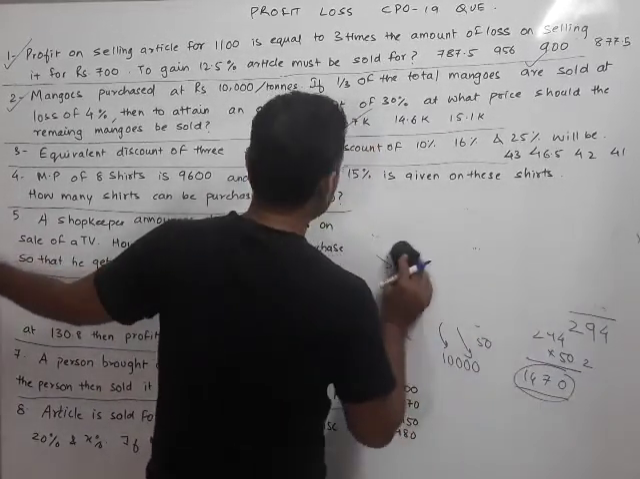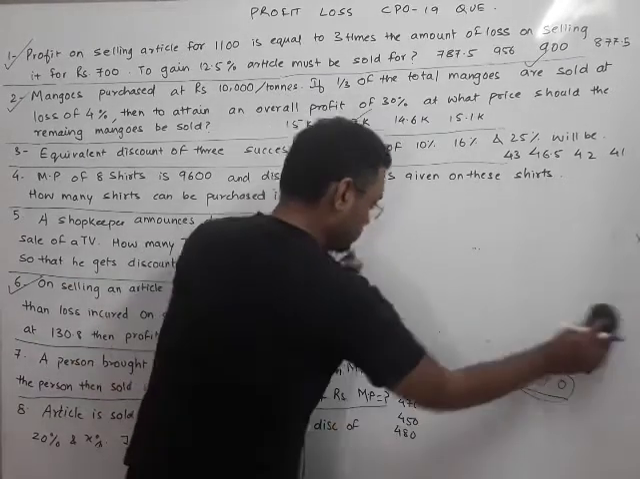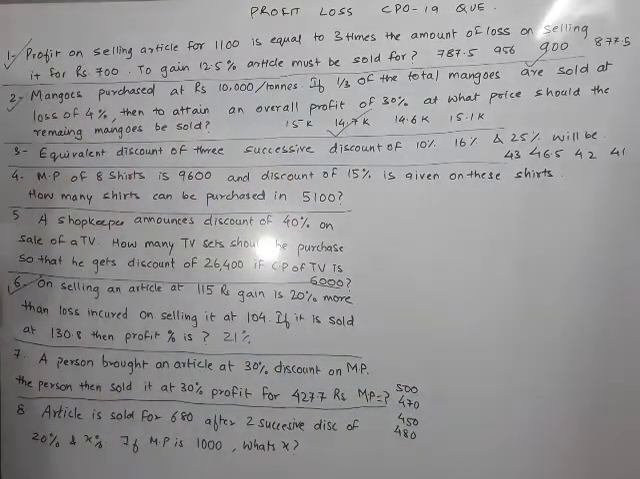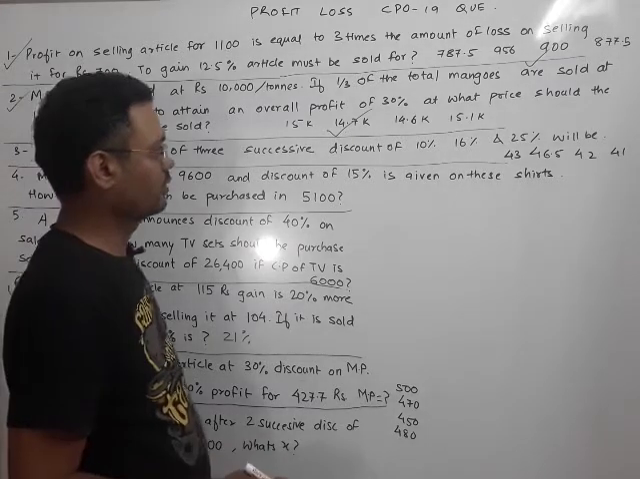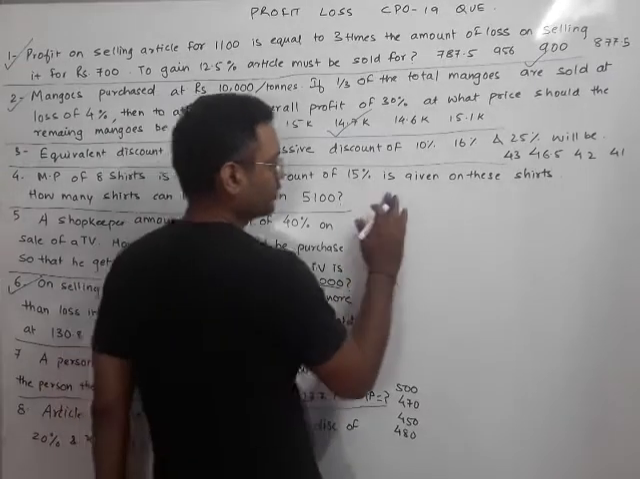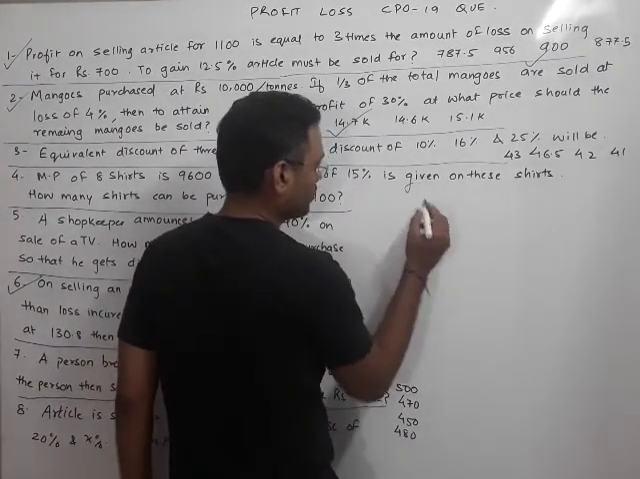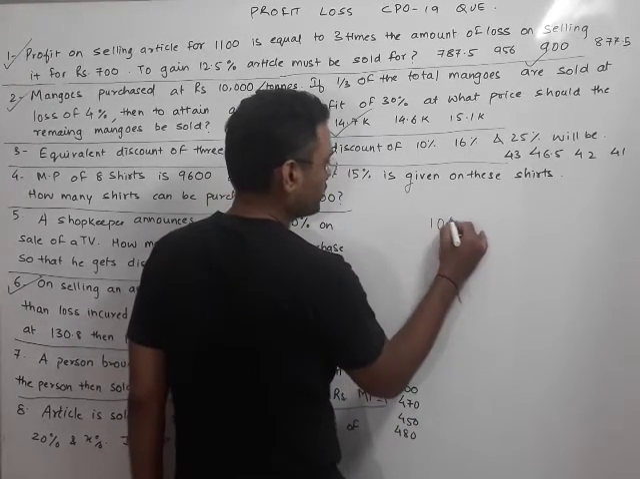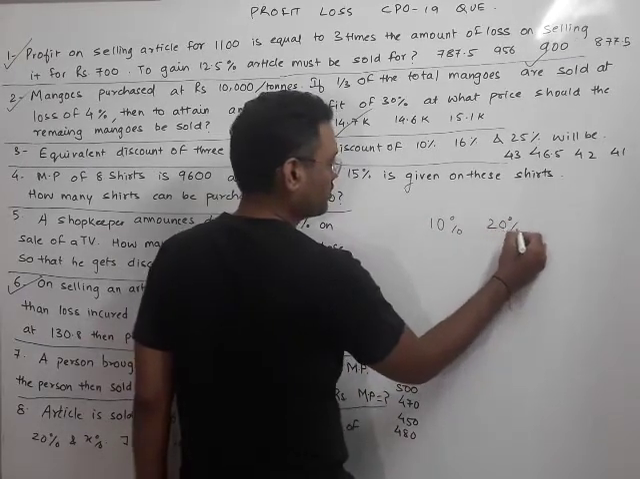Equivalent discount of 3 successive discounts of 10, 16 and 25 will be how much? Okay, understand one thing, what is a discount? Normally how do we do it? Let's say 2 successive discounts of 10% and 20%. What does it mean?